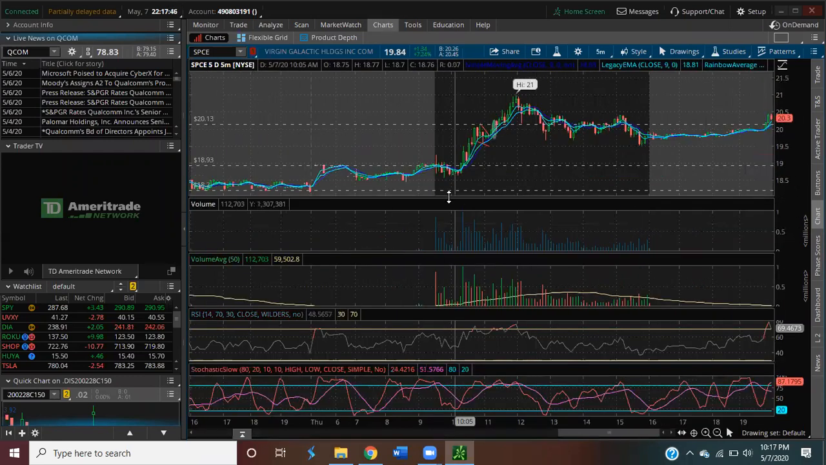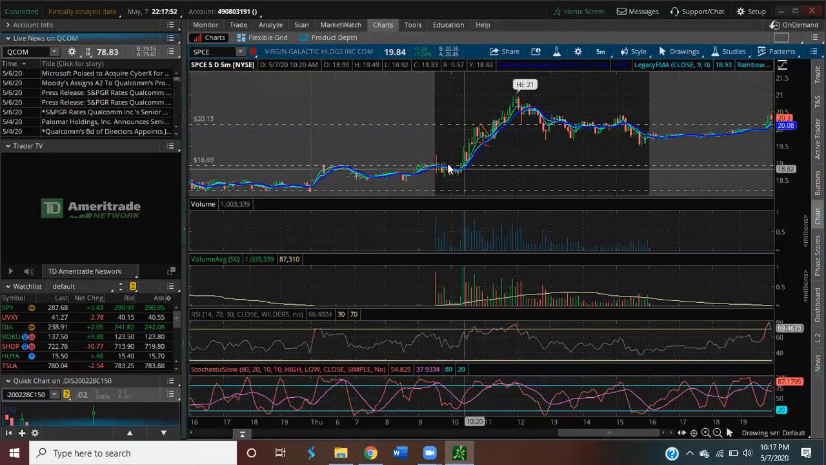Now, am I saying that indicators are bad? No, because I definitely do use indicators, but when I'm day trading, I like to mainly focus on these candles and what they're telling me.